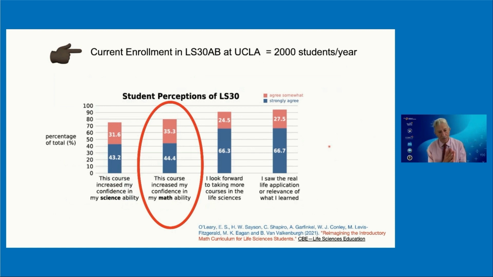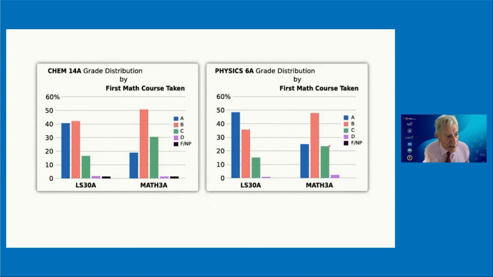Then we had an objection when we developed the class that, oh, this class will not prepare students for subsequent courses in physics and chemistry. And the answer is, well, yes, it does actually. Our class versus the math department calculus class, these are their grades in the subsequent chemistry class after taking math. You'll notice that we have a lot more A's in chemistry than the students who take Math 3A, and they did control for various socioeconomic factors on this. Same thing in the subsequent physics class, a lot more A's in physics.